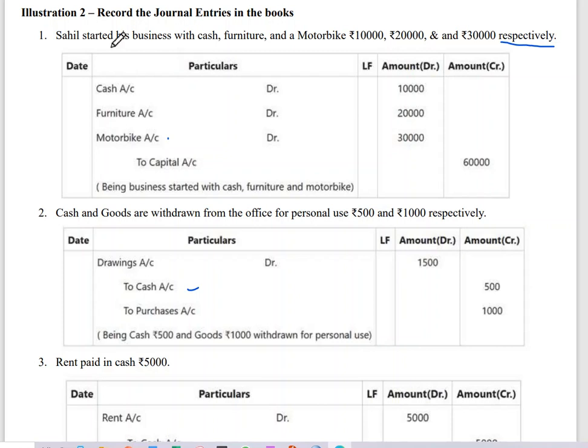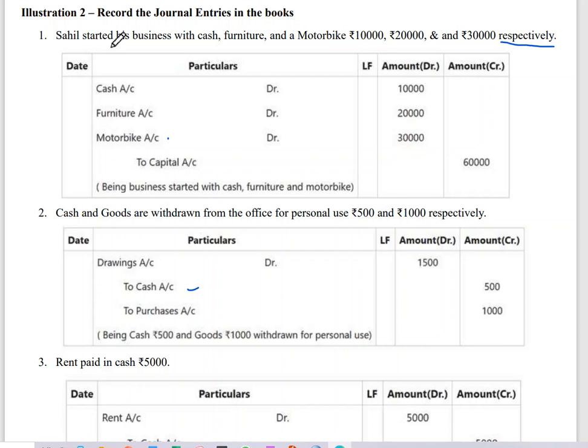So here Sahil is not starting the business only with cash. Here he is starting with furniture and a motorbike also. When someone is starting a business, it does not necessarily mean that the person is investing cash only. He may start a business with any other asset also.